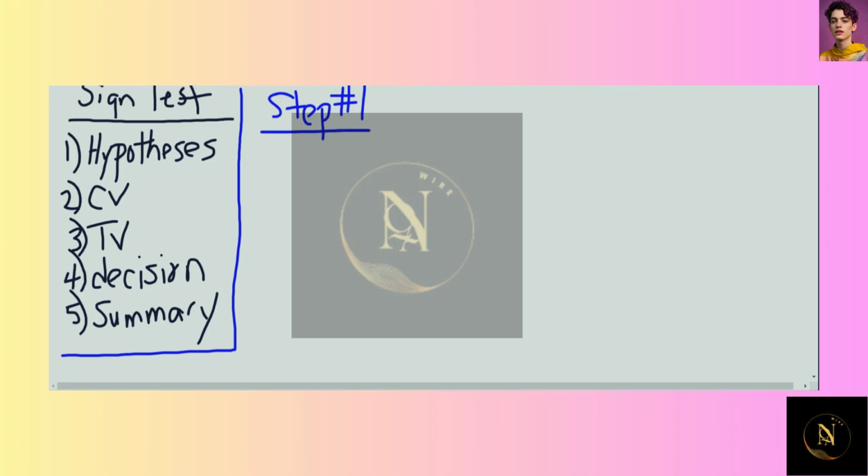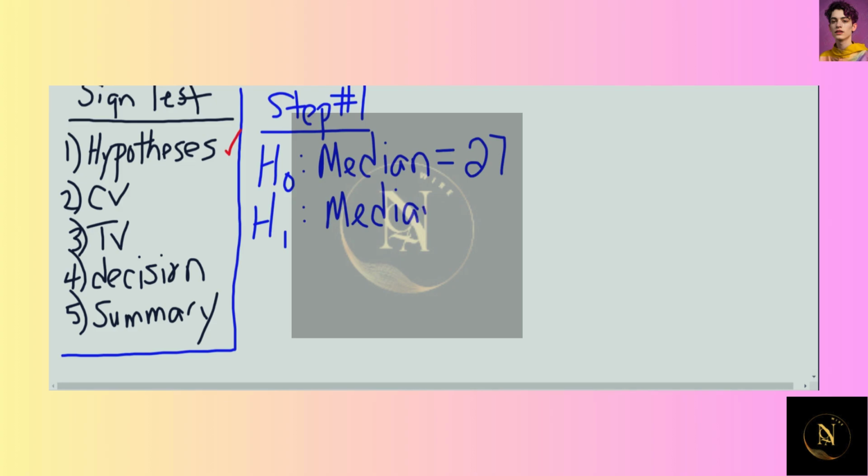So step 1 is we want to state the hypothesis. So when stating the hypothesis, we are going to start with our null hypothesis, which is going to be that the median is equal to 27. Now the alternate hypothesis, which is stating that it's not true that the median is 27. Okay, so there's your hypothesis that we're going to be working with.